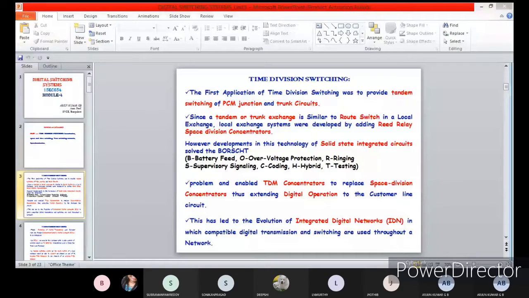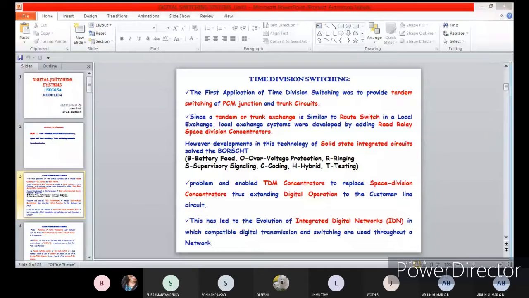And then this kind of technology is provided in particular tandem exchanges or some trunk junctions. Okay, there is one type of development going on in modern digital switching systems, and this technology will be based on semiconductor ICs. Solid state is nothing but semiconductor; there are no moving parts in these devices. That's why it is called solid state.